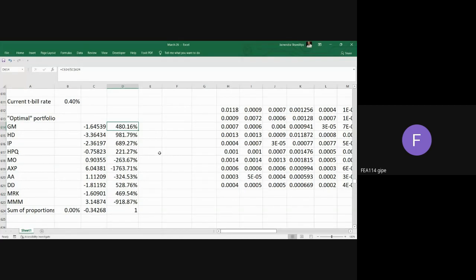crore of GM, 9.81 crore of Home Depot, 6.89 crore of IP, Hewlett Packard 2.21 crore, MO 2.63 crore. You short sell American Express 17.63, and the Alcoa 3.24 crore you short sell, and then 5.28 crore of DD, this DuPont, you go long, means buy. Merck you buy 4.69 crore, and this Triple M you short sell 9.18 crore.